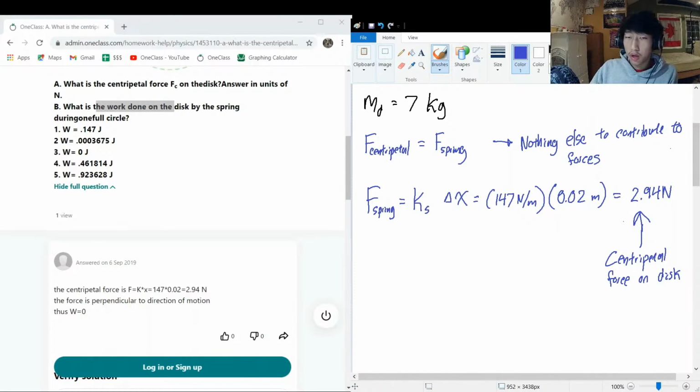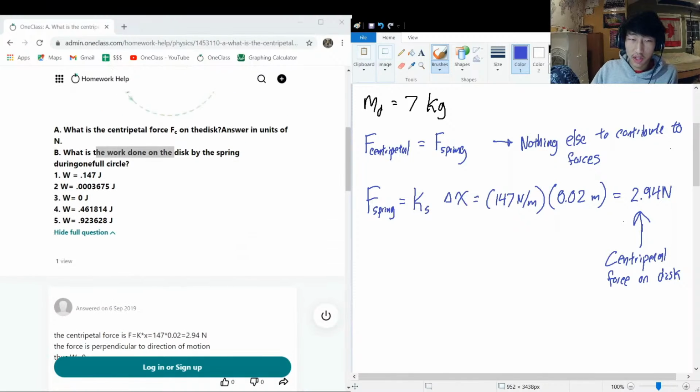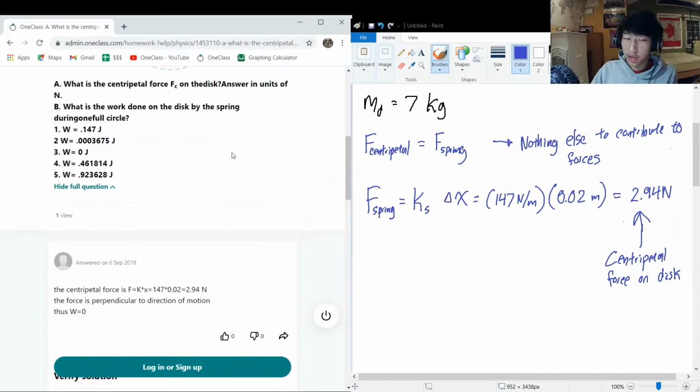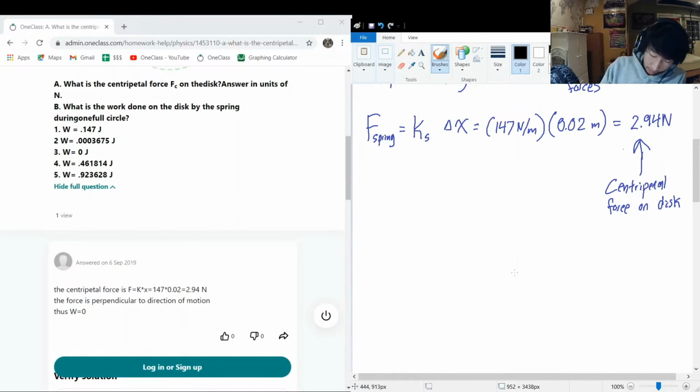Okay, so the next part of the question is, what is the work done on the disk by the spring after an entire circle is done? Now, this is a situation where we want to bring up one of our important rules about work. Work has to have the force and the displacement be in the same direction.